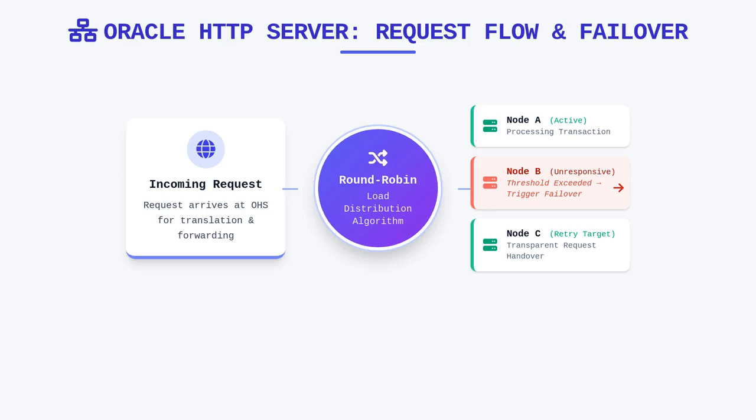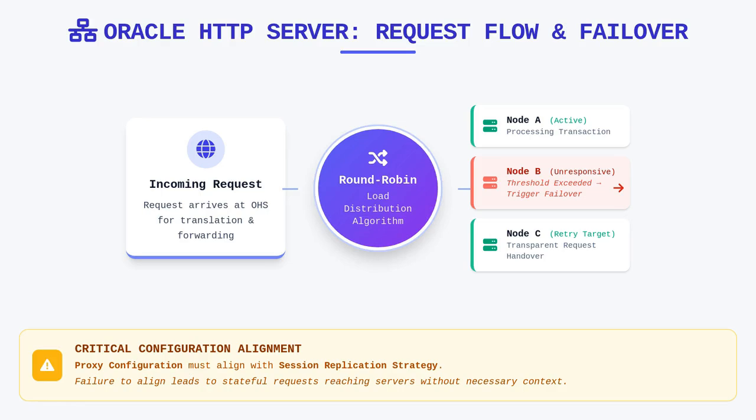Depending on the state of the session and the configuration of your persistent markers, this failover can often occur transparently to the end user. You must ensure that your proxy configuration aligns with the session replication strategy you have established for the cluster members themselves. Without this alignment, a proxy might try to route a stateful request to a server that lacks the necessary context to complete the transaction successfully.